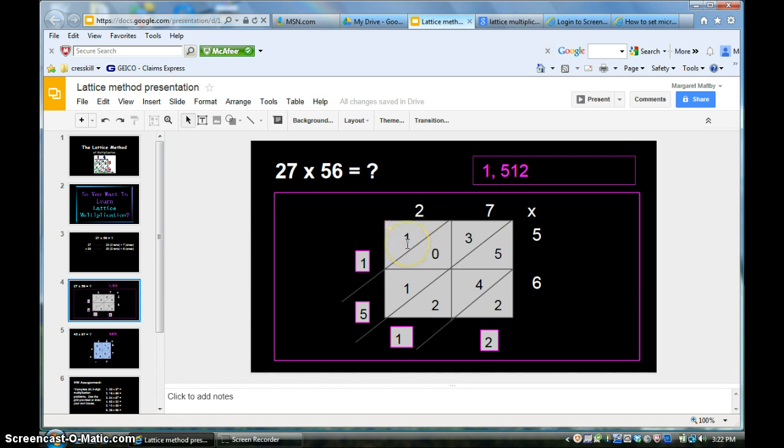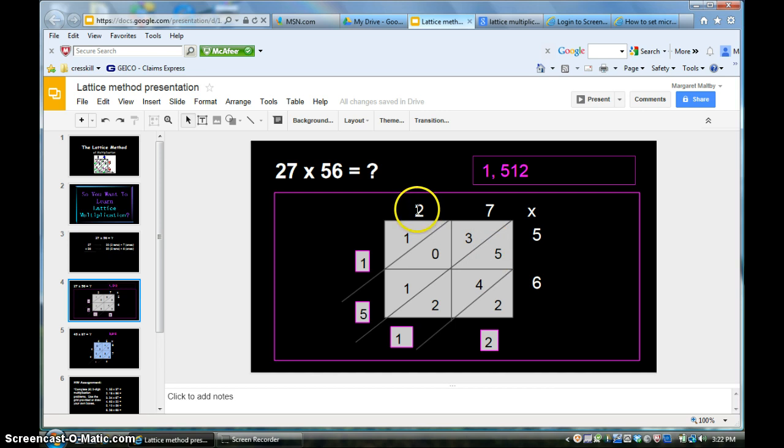The 1 goes in the top of the box, the 0 goes in the second section of the box, giving us 10. Moving across to the right side, we have 7 times 5. It's 7 ones from 27 times 5 tens from 56. 7 times 5 we know is 35. We place the 3, or the tens, in the top of the box and the 5, or the ones, in the bottom of the box.